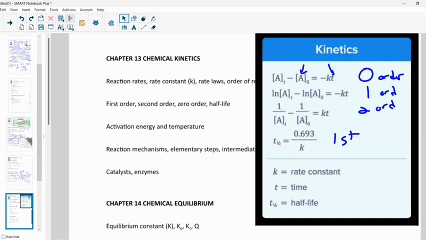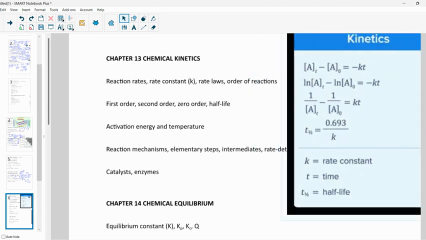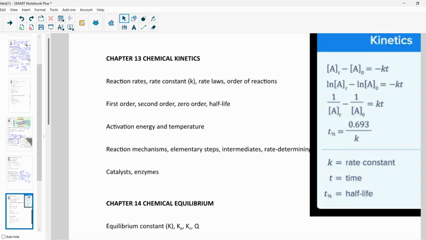So it's kind of like two ways to look at it, right? They're related, the integrated form of it, fine. What we got here: first order, second order, half-life, the time it takes for half to decompose.